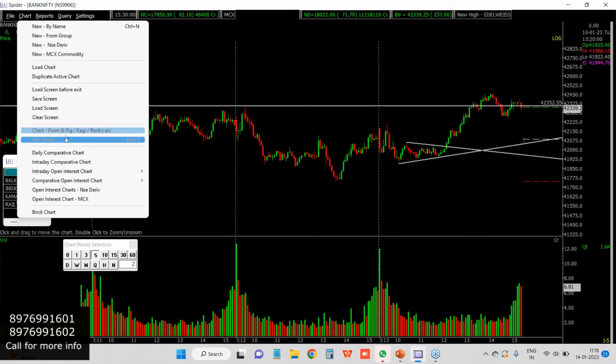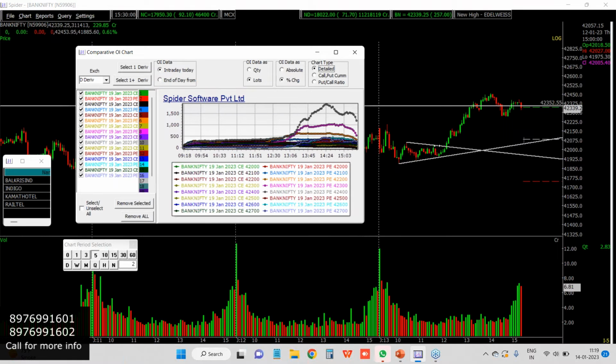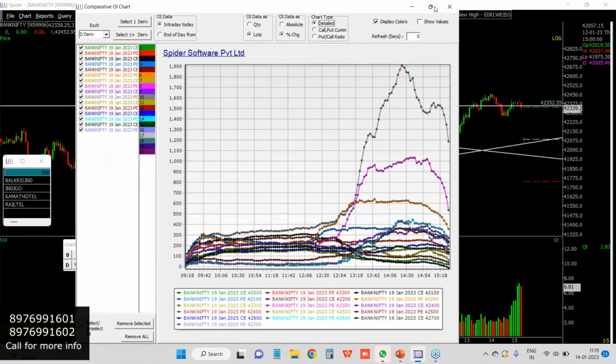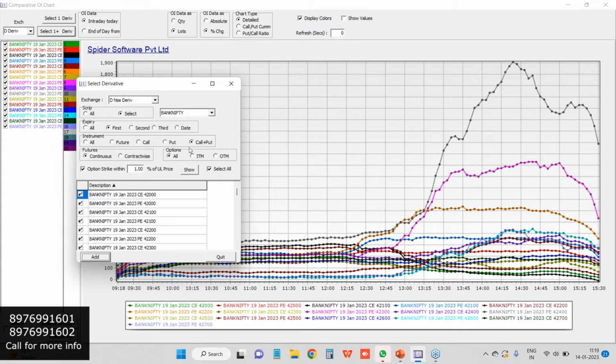So under the chart section, you have the option of comparative OI chart. I'll open this window. This will be a blank window when you open it for the first time. How you have to select the data over here is, first of all, you have to click on select 1 plus derivative. If you want to add multiple strike prices at once, you have to click over here, and this is the setting that you have to go for. You have to go to select, and then select Nifty, Bank Nifty, or any other stock that you want.